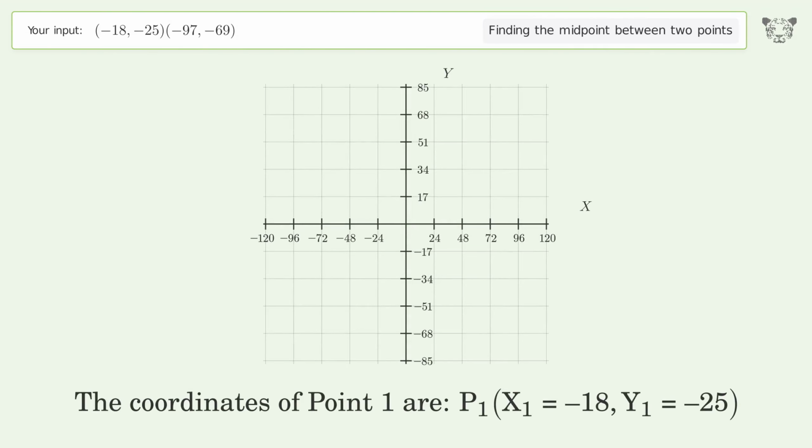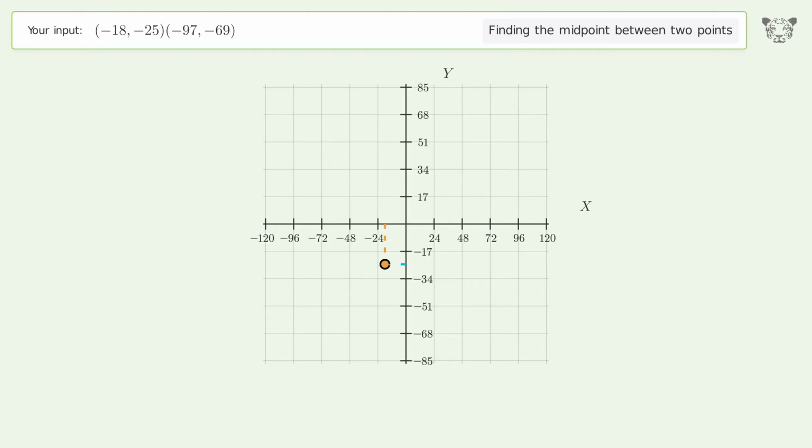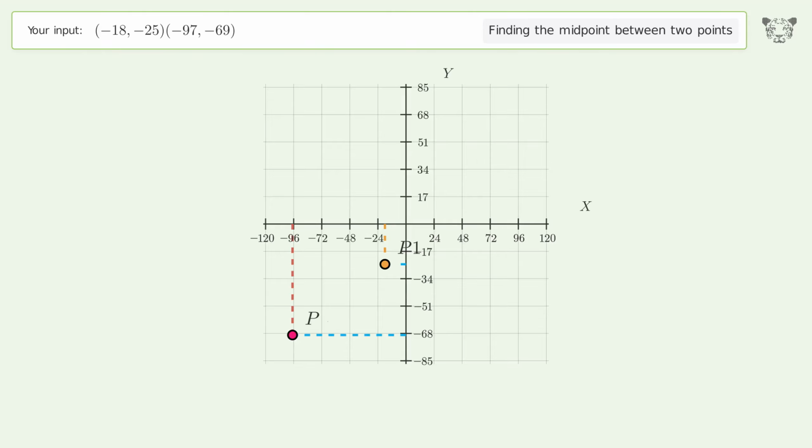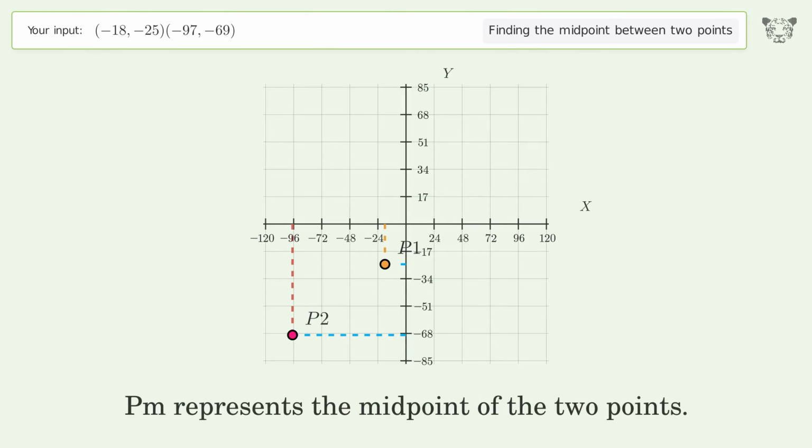The coordinates of point 1 are x1 equals negative 18, y1 equals negative 25. The coordinates of point 2 are x2 equals negative 97, y2 equals negative 69. PM represents the midpoint of the 2 points.